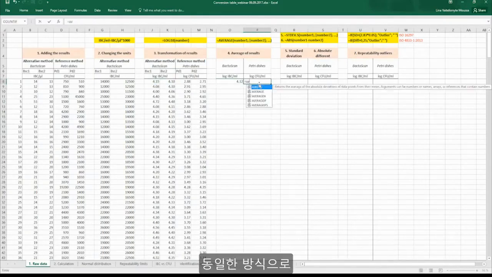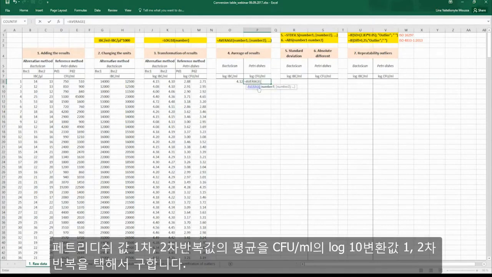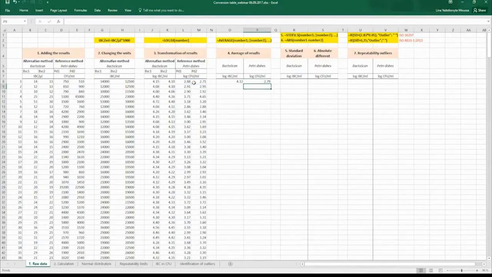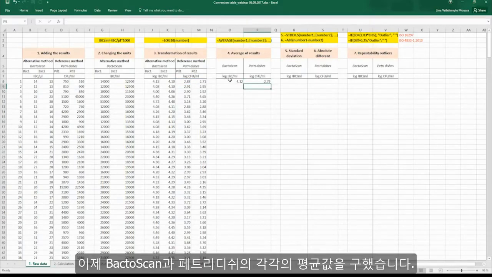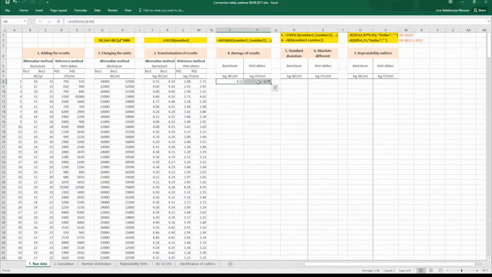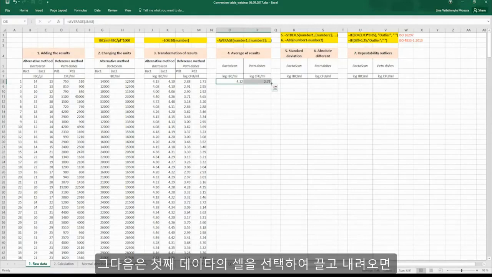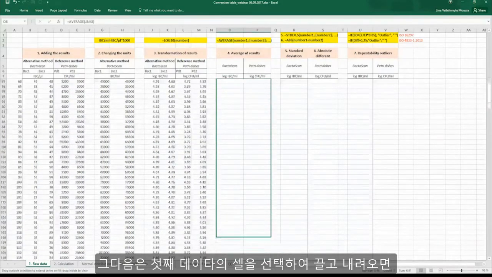The same you do with data from Petri dishes: average, choosing first replicate, second replicate logarithmic CFU per milliliter. Now you have mean values from both BactoScan and Petri dishes for the first sample. To repeat the same for the rest of the samples, mark the cells and drag it down.